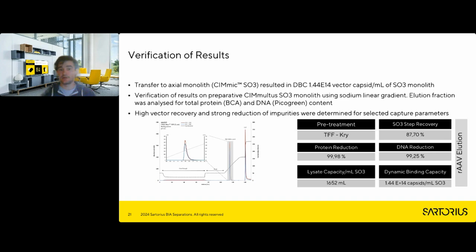We got a binding capacity of 1.4 to the power of 14 vector capsids per milliliter of SO3 monolith, and in theory we could then load more than a liter of lysate per 1 milliliter of column.